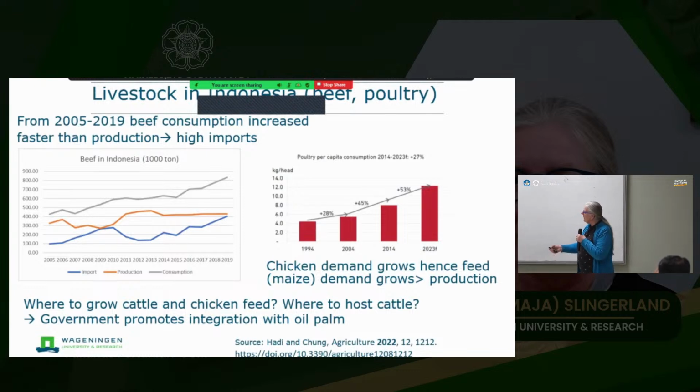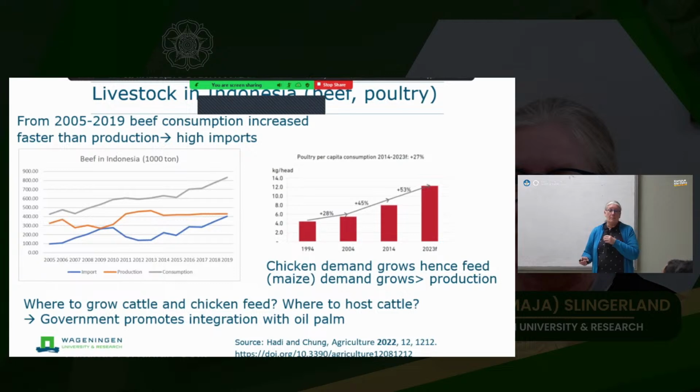For chicken, you see the increase in demand is huge. And I didn't put the graph, but all the chicken eat, for instance, maize, and Indonesia doesn't even produce enough maize for the chicken, let alone for people as well. All import. So if that is the case and you want to be self-sufficient, where are you going to produce all that feed? Where are you going to put all the cattle? And then the idea was, why don't we put it in the oil palm plantations? Plenty of space. Why don't we do that? And that's why it came about.